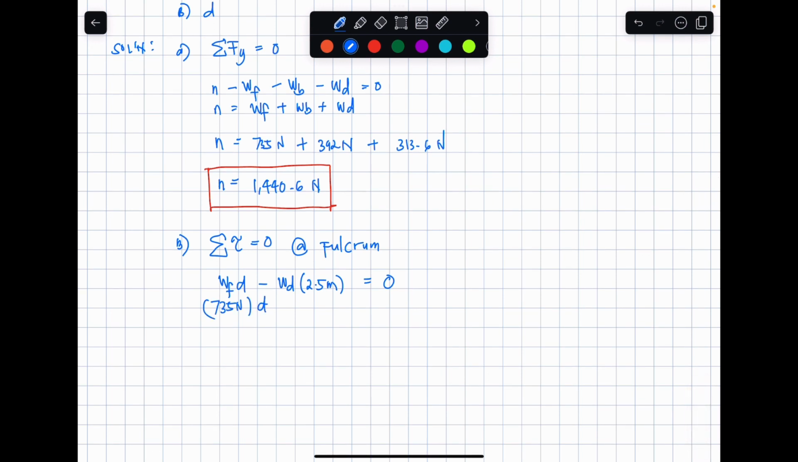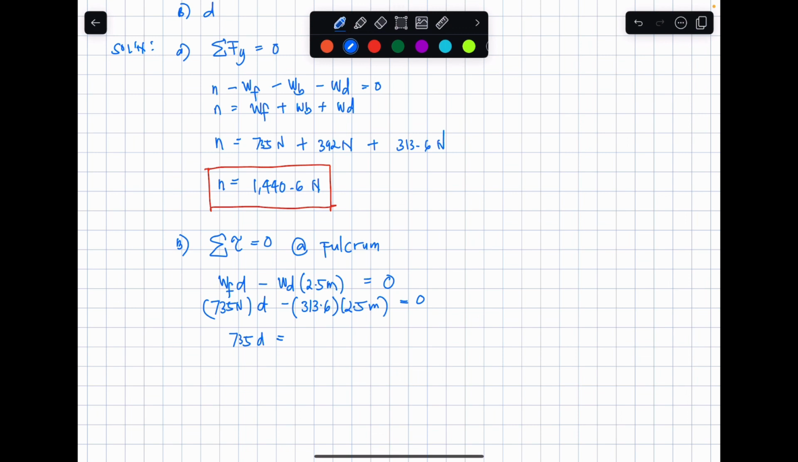And multiply it with the lever arm d, and then minus the weight of the daughter, which is 313.6, multiplied with 2.5 meters, is equal to 0. So thus we have 735d is equal to 313.6 multiplied by 2.5.